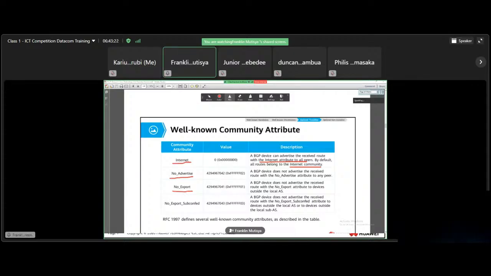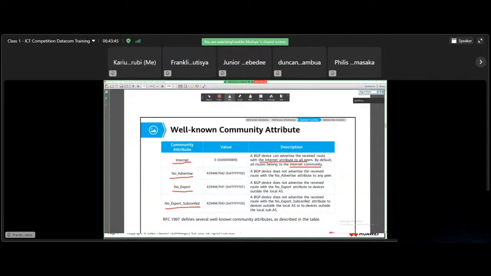Then we have no export. No export means that once a BGP device receives the update message with no export, we should not advertise this out to neighbors. Then we have no export subconfederation.